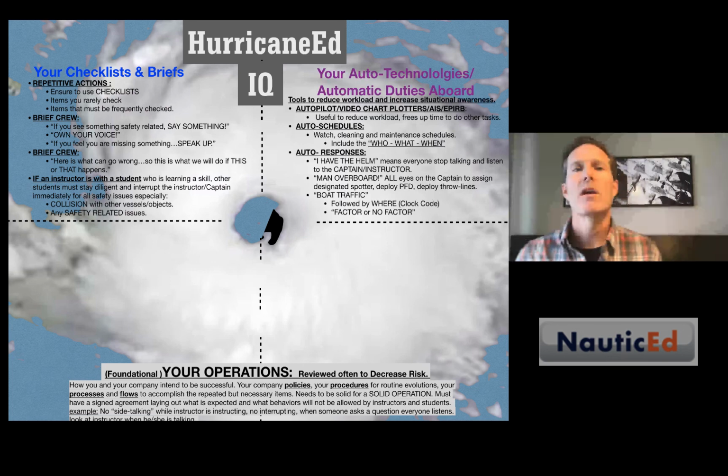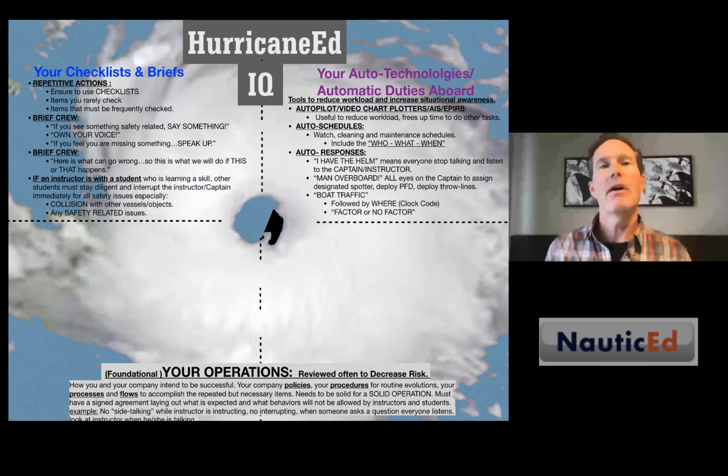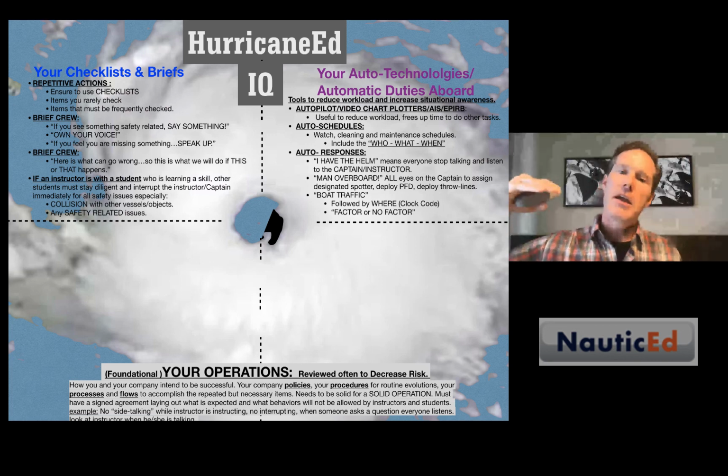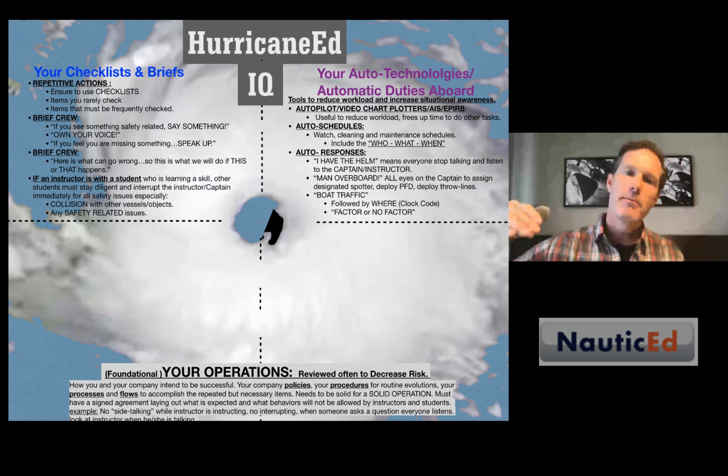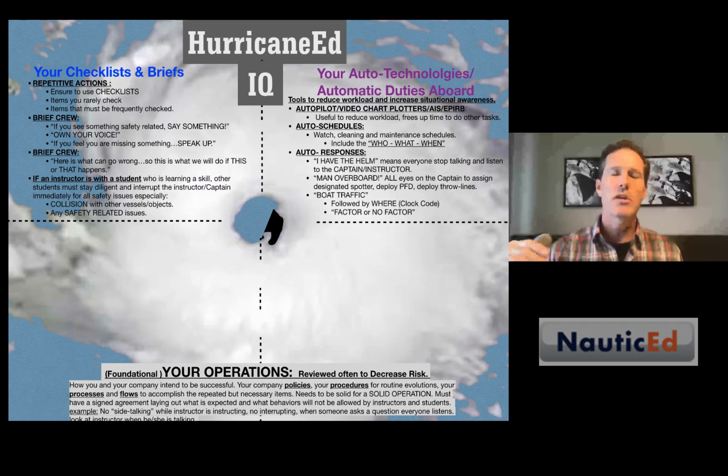All right, next. The next quadrant we're going to talk about is still along the line of your policies and procedures, but I call it your auto technologies and automatic duties aboard. This is where you can say, hey, I posted a watch schedule. I posted a cleaning schedule. I posted a maintenance schedule. This is who's going to do it. This is when they're going to do it. This is why they're going to do it, or what they're going to do, and this is when they're going to do it. What else is good?